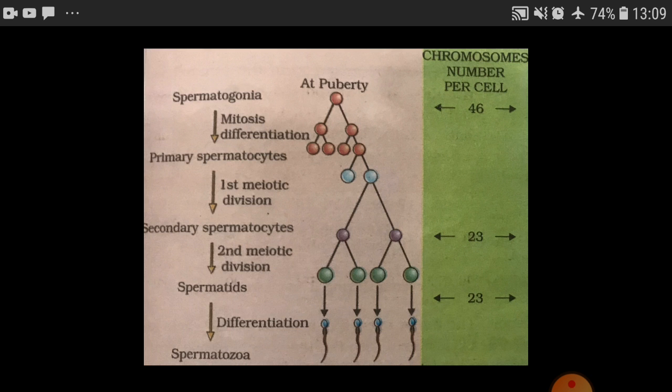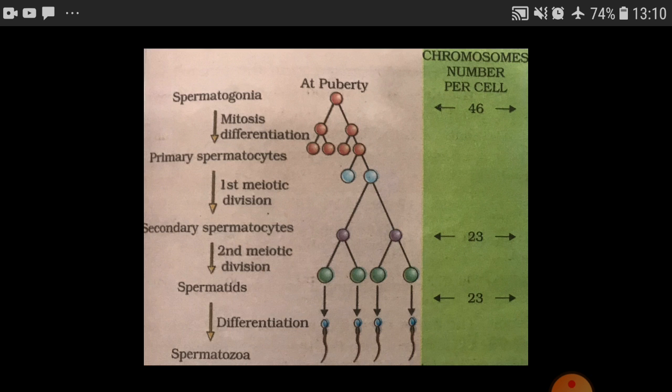So the immature male germ cells, that is the spermatogonia, produce sperms by the process of spermatogenesis, and this begins at puberty. The spermatogonia present on the inner wall of the seminiferous tubule multiply by mitosis and increase in number. Each spermatogonium is diploid and contains 46 chromosomes. Some of the spermatogonia, called primary spermatocytes, periodically change and undergo meiosis.